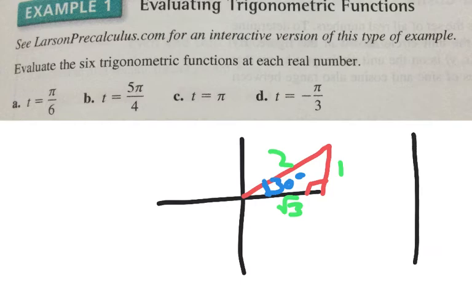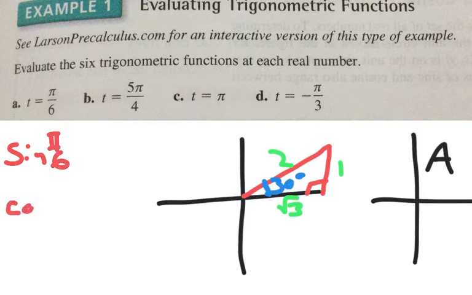Now, in the first quadrant, if I'm going to find all 6 trig functions, I need to know what's positive and what's negative in the first quadrant. In the first quadrant, all of them are positive. Sine, cosine, tangent are all positive. So I know when I get my ratios, they're going to be positive. So I'm going to be finding sine of pi over 6. I'm going to be finding cosine of pi over 6 and tangent of pi over 6.